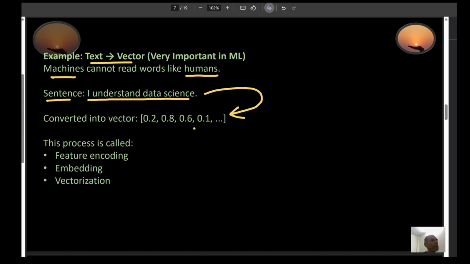So this is a vector. And the process of converting this sentence into vectors is sometimes called feature encoding. It could also be called embedding, or vectorization. Now your vector may look something like this: 0.2, 0.8, 0.6, 0.1, and maybe a bunch of other numbers over here.